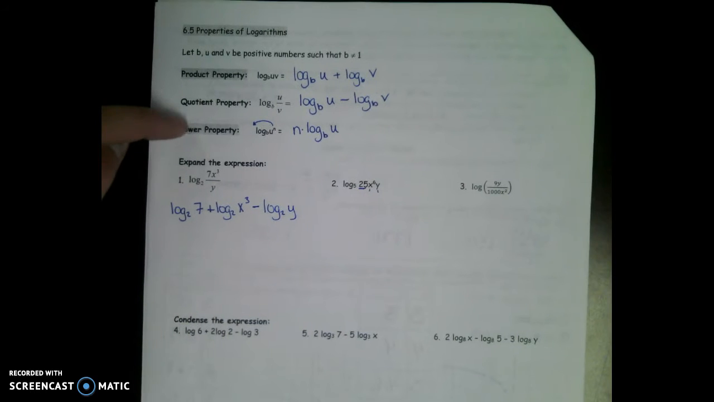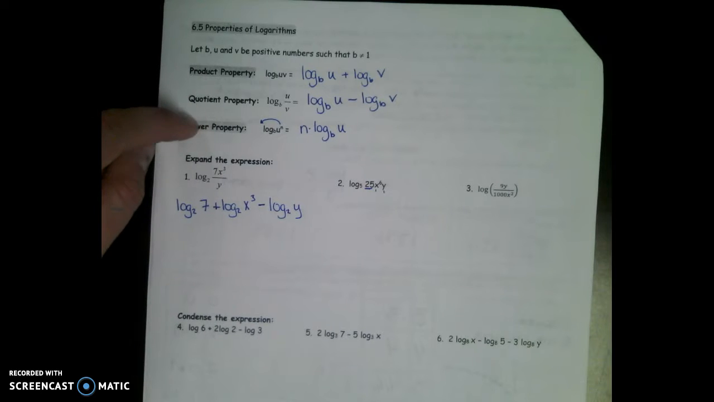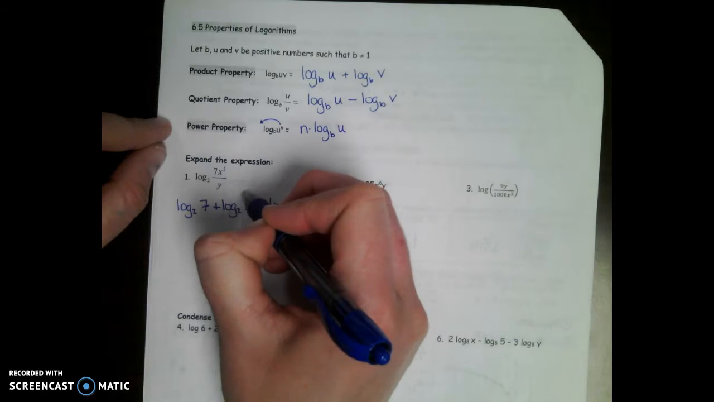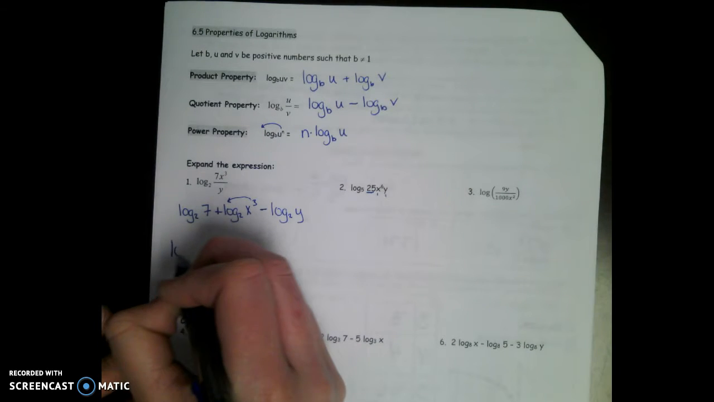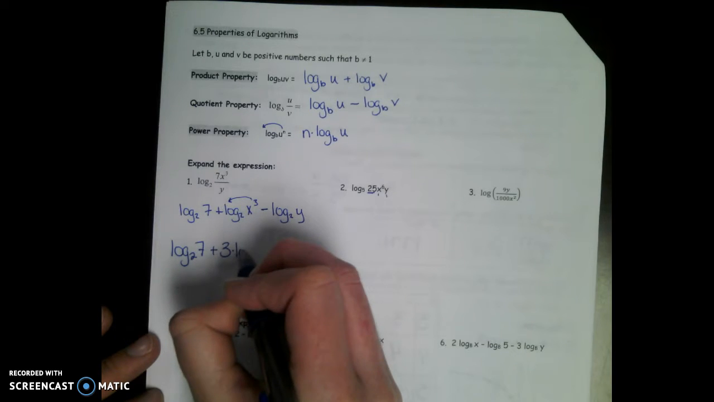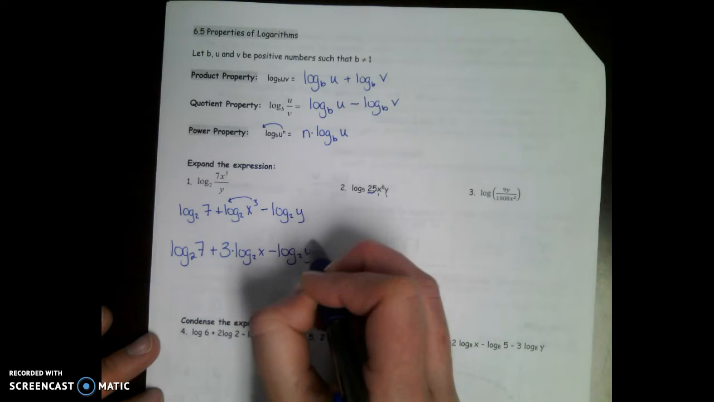Does anybody see anything in the first problem that we talked about in the properties that we might be able to do? Like maybe the thing that I'm tapping? The power property. If there's an exponent, like this 3, it needs to move in front of that term. Not in front of the whole thing, in front of that term. So our final answer is log base 2 of 7 plus 3 times the log base 2 of x minus log base 2 of y.